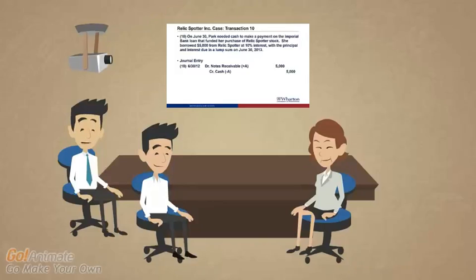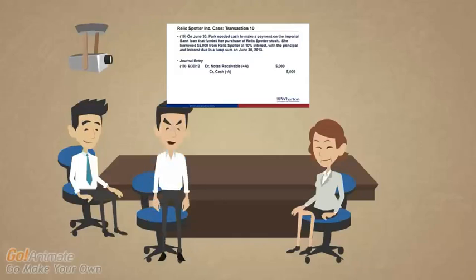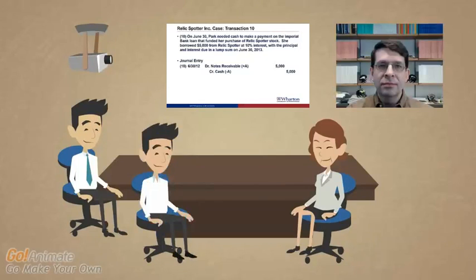Hey, wait a minute. The last time Park borrowed money for herself, we didn't record it in the company's books. Yes, is this another trick question? You're right that in both cases, Rebecca Park was borrowing money on her own account.